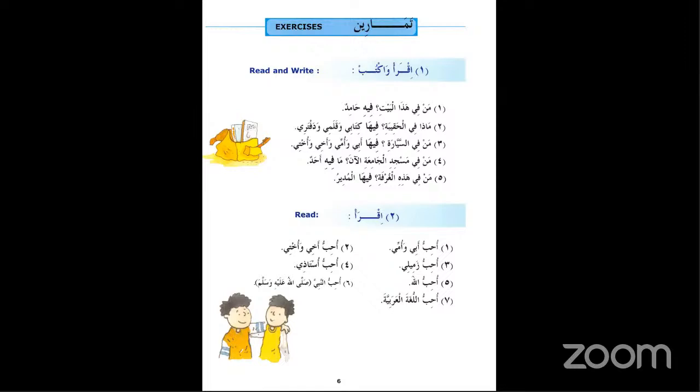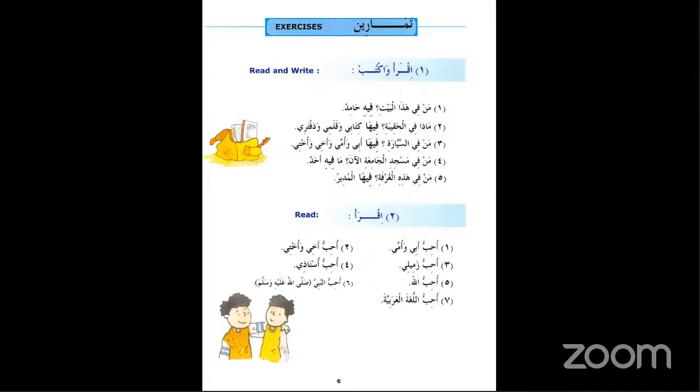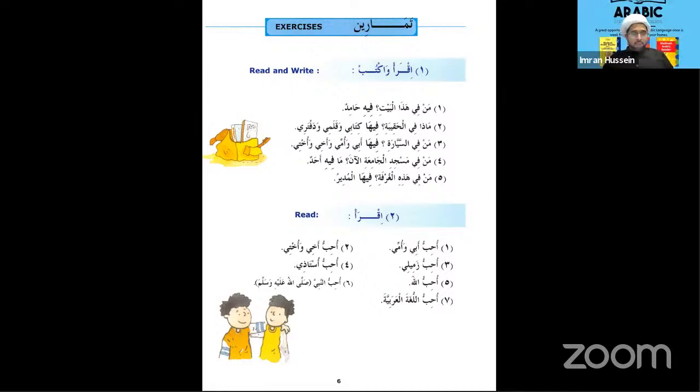من في مسجد الجامعة الآن. Who is in the big mosque over there? Yep. ما فيه أحد. So ma here is something new. Ma means no one. Ma fihi. Ma means not or no. Fihi means in it. Ahad means one. Ma fi ahad means there is no one in the mosque. Okay. There is no one in the mosque. Is al-an, does that mean now? Yes, al-an means now.